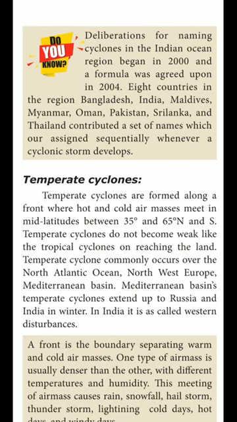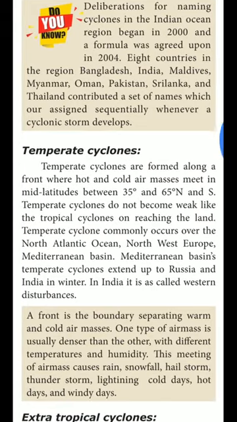Okay, temperate cyclones do not become weak like the tropical cyclone on reaching the land. Temperate cyclones commonly occur over the North Atlantic Ocean, Northwest Europe and the Mediterranean Basin. The Mediterranean Basin's temperate cyclones extend up to Russia and India in winter. In India, it is called Western Disturbance. So this is another name for this temperate cyclone in India.